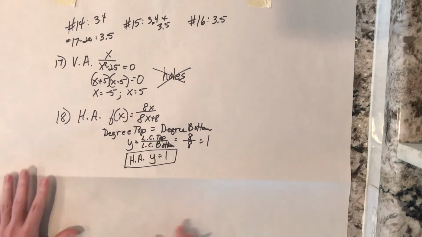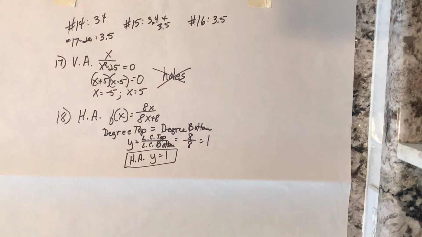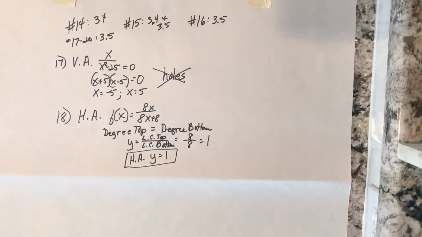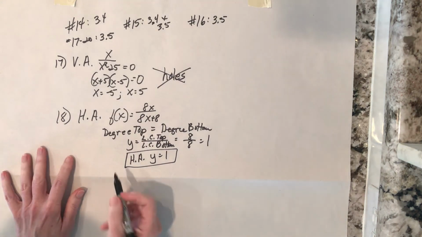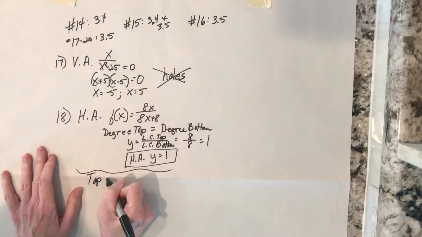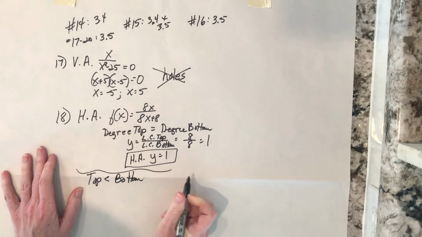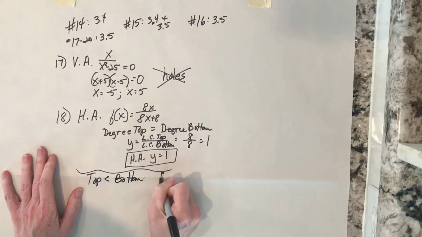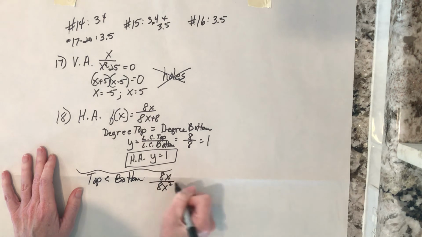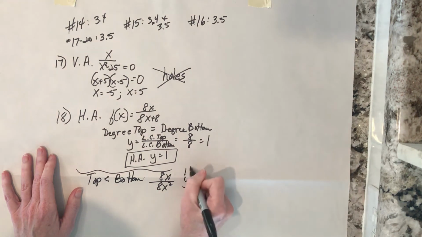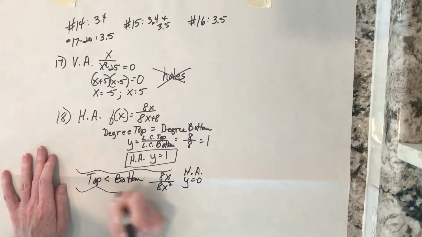I want to remind you, if you were doing a problem where the degree of the top was less than the bottom, for instance, 8x over 8x squared, where the degree of the top is smaller than the degree of the bottom, then in that case, the horizontal asymptote is y equals 0.